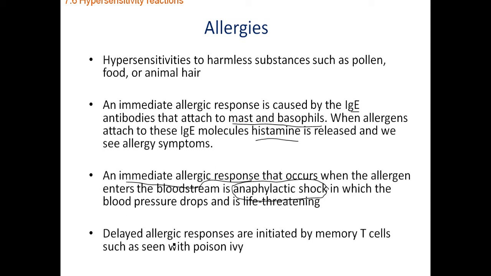You can have delayed allergic responses. Like if you're outside playing around and you wake up the next morning and you have a rash all over you, that can be caused by memory T cells, and it's seen in things like poison ivy.